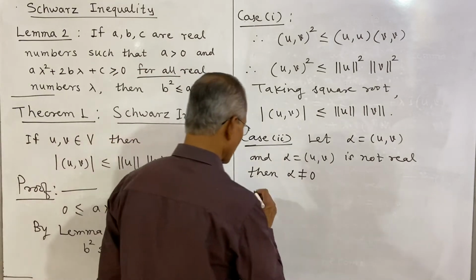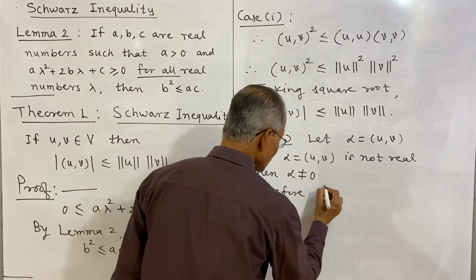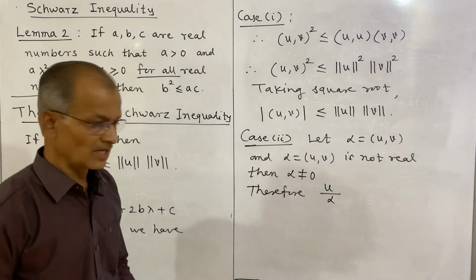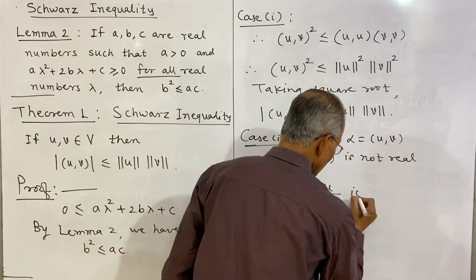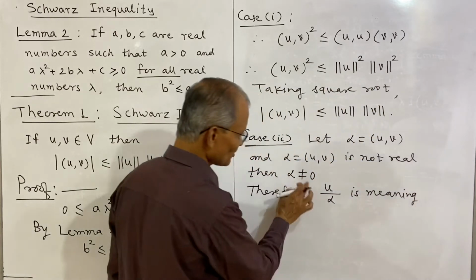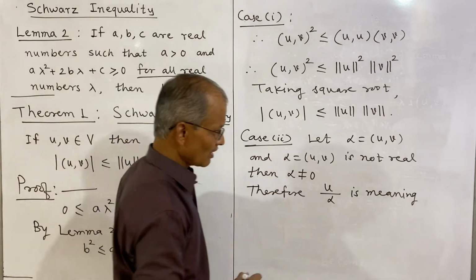Therefore, we shall consider the quotient u upon alpha, which is meaningful. Why? Because the denominator alpha is not 0. So the quantity is defined and meaningful.